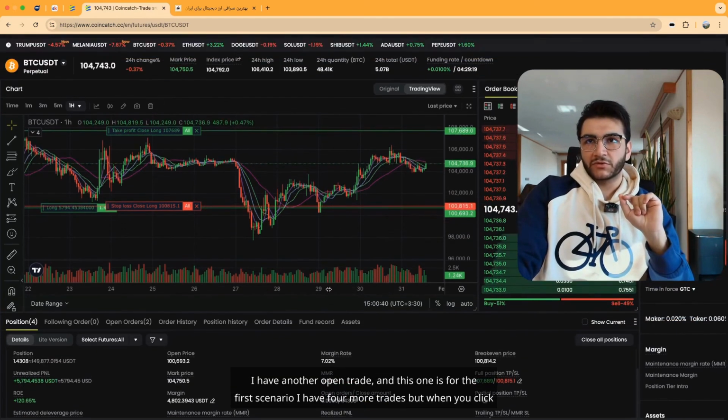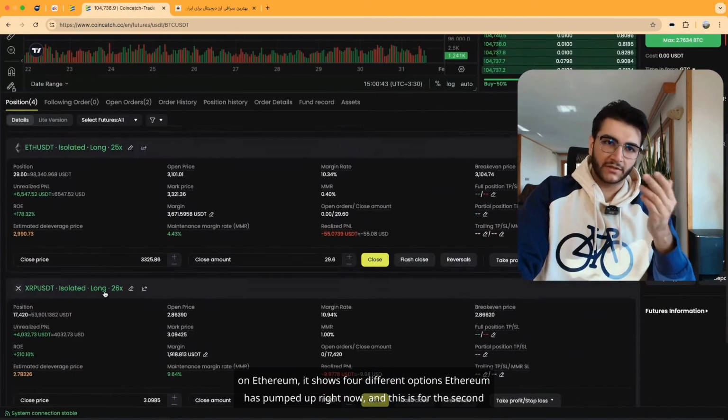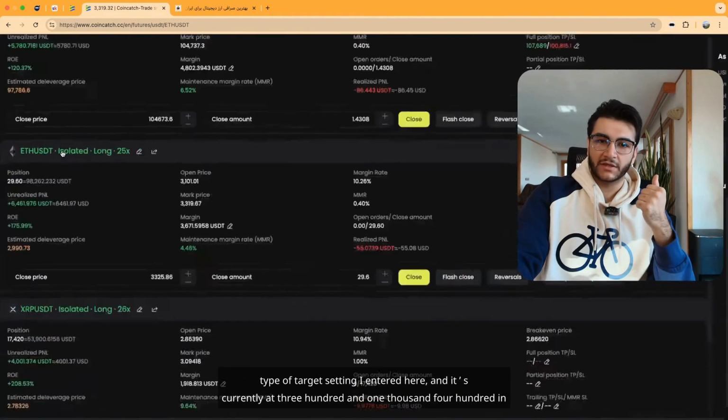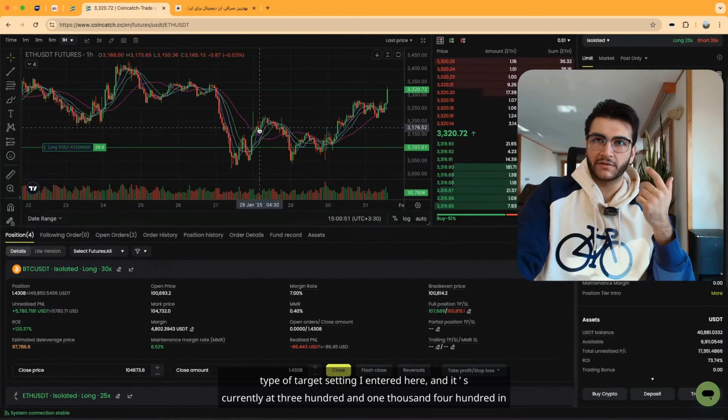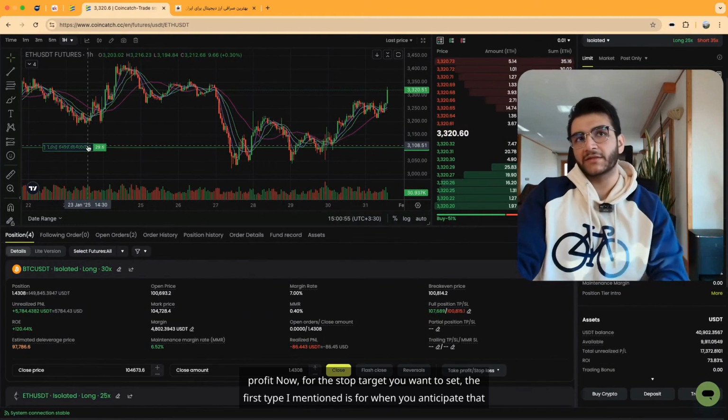I have another open trade, and this one is for the first scenario. I have 4 more trades, but when you click on Ethereum, it shows 4 different options. Ethereum has pumped up right now, and this is for the second type of target setting. I entered here, and it's currently at 301,400 in profit.